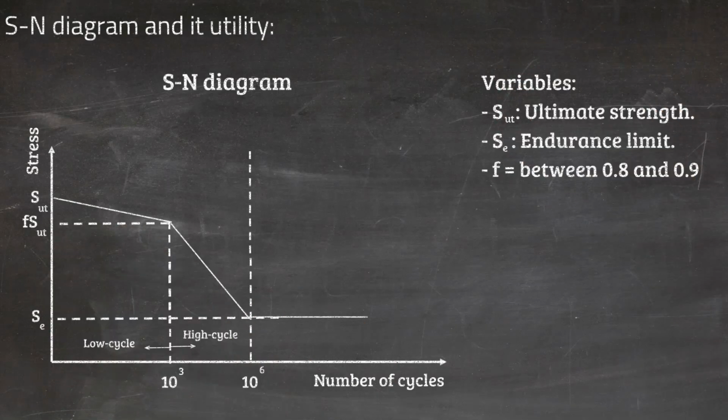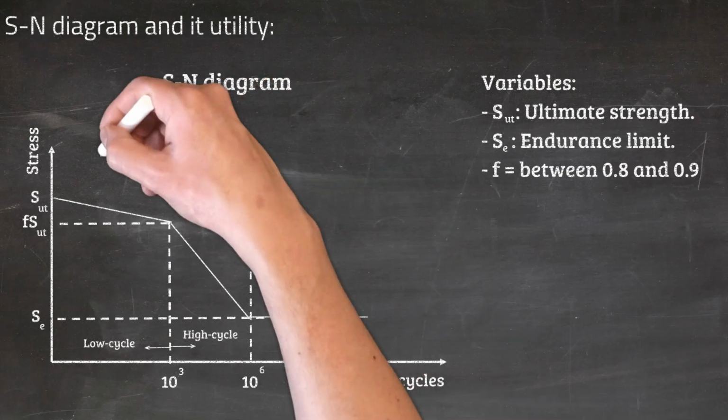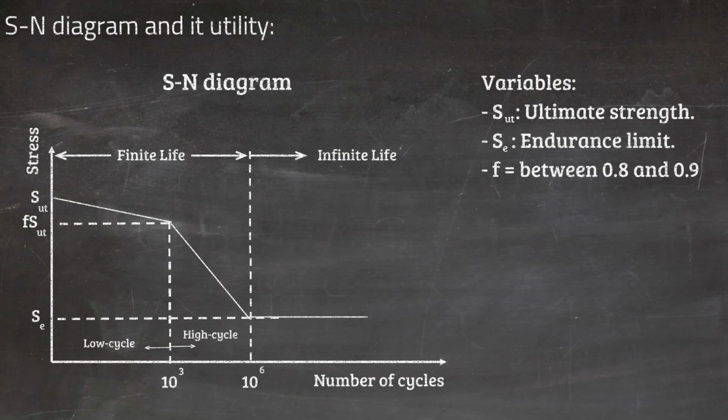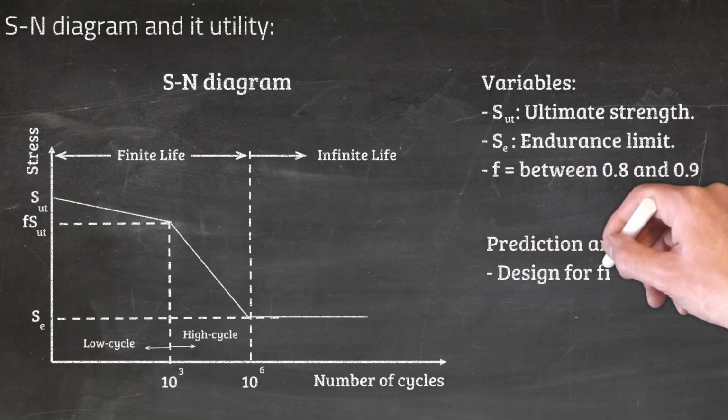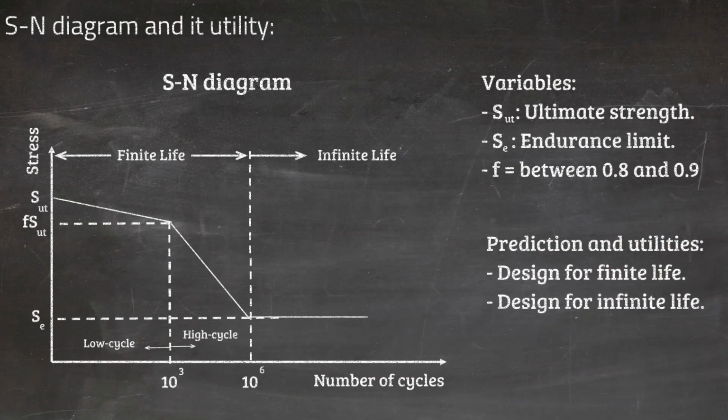We can divide the SN diagram into two general sections: finite life, which is before the 1 million cycles mark, and infinite life, which is after the 1 million cycles mark. Using this diagram and based on the application, engineers design a part for finite or infinite life operation. And this would conclude this introduction video to fatigue.